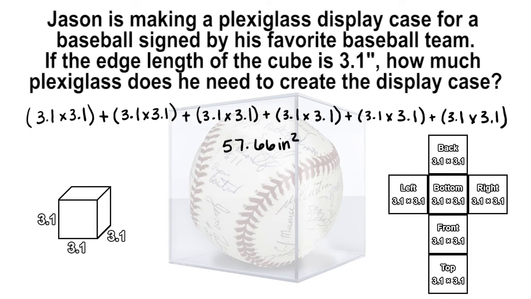Another way to find the surface area would be to take 3 1/10 squared and then multiply the product by 6 for a total surface area of 57 66/100 square inches. Jason will need 57 66/100 square inches of plexiglass. Both methods resulted in the same answer. The second method was much more efficient.